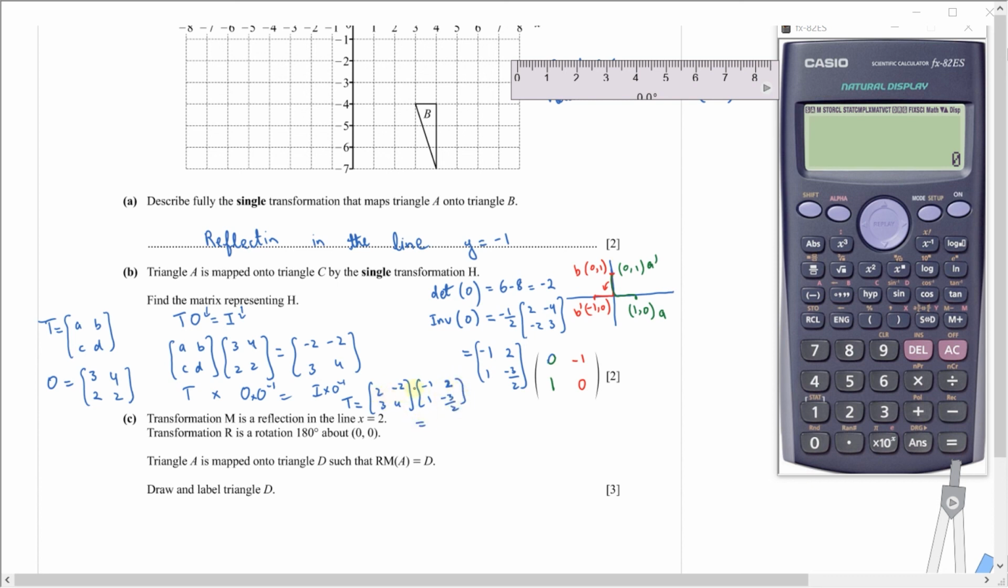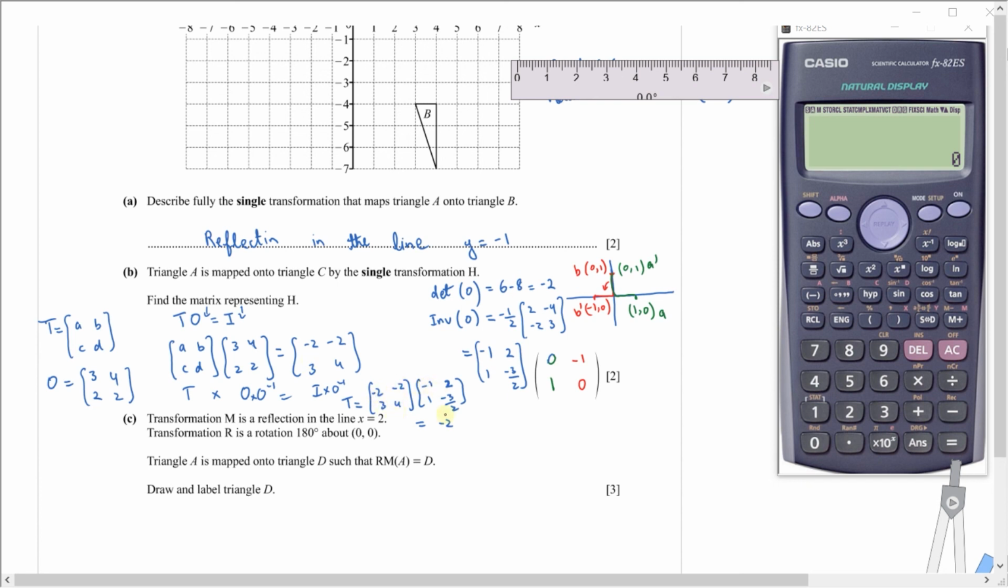So now my first column will be multiplied by the first row. 2 times minus 1 is minus 2, and then plus minus 2 times 1. Oops, this was minus 2. Minus 2, 3 here. So this is minus 2, 3, minus 2, and 4.